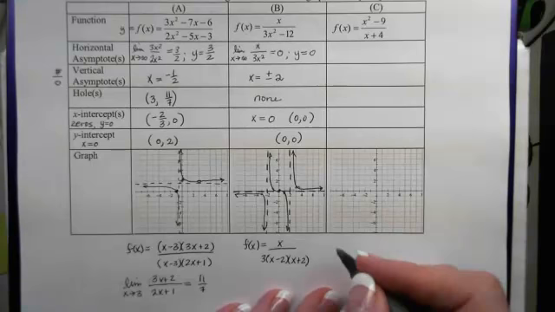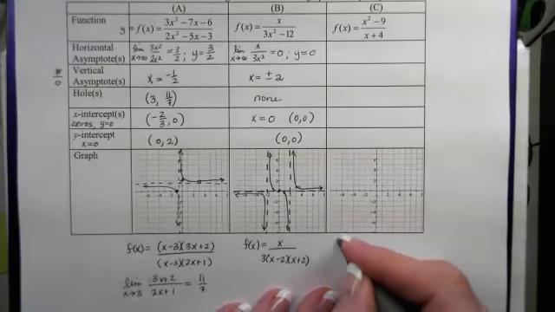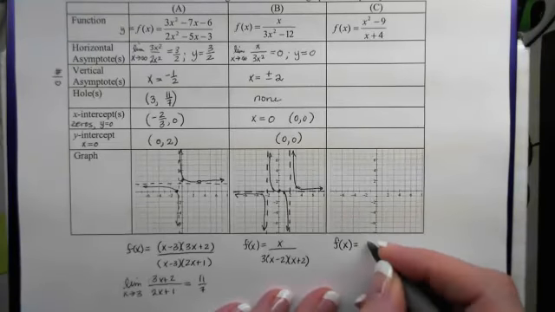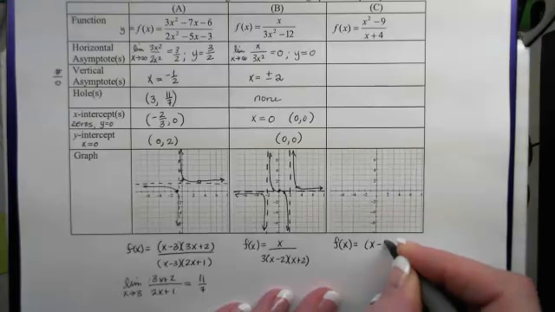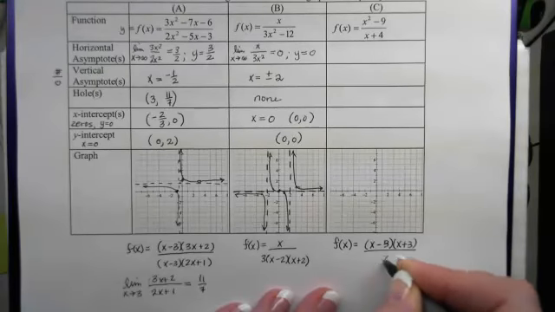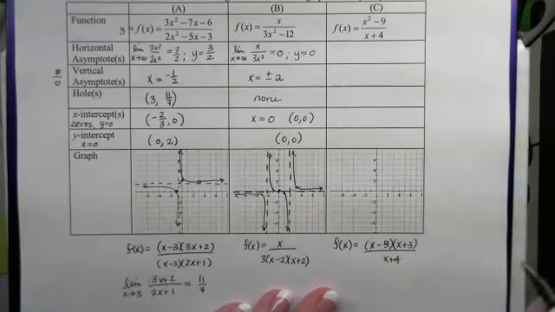Last one, C. Again, we're going to begin by factoring. Factoring helps us locate our zeros, our asymptotes, our holes, all of that together. So we have an x minus 3 and an x plus 3 on the top and an x plus 4 on the bottom.